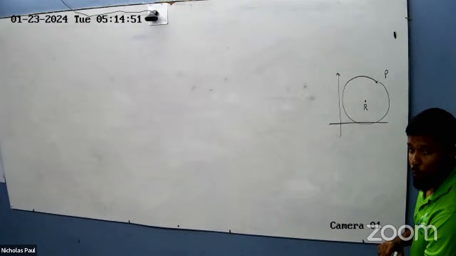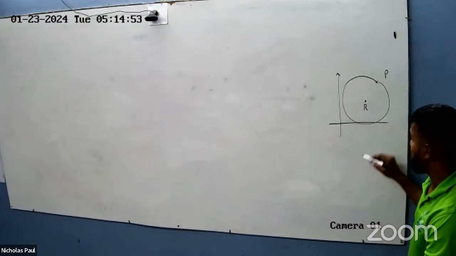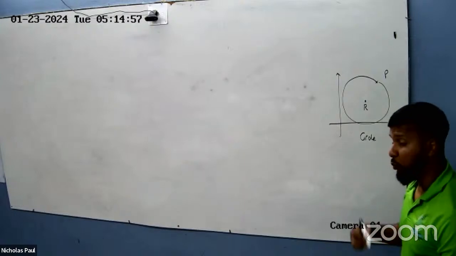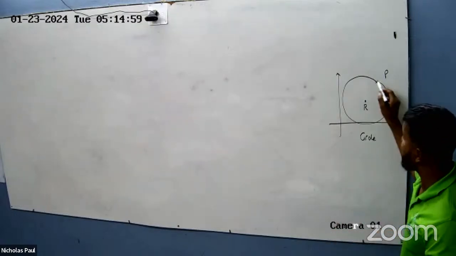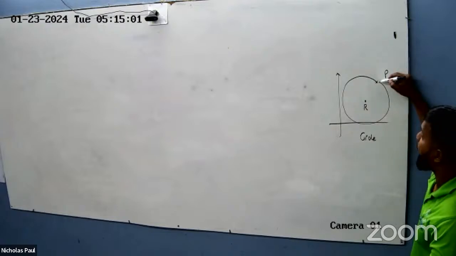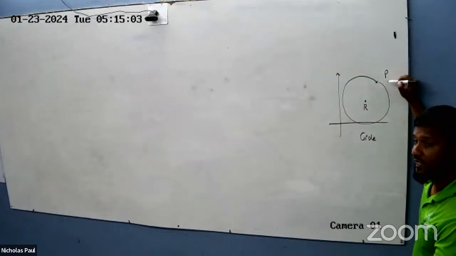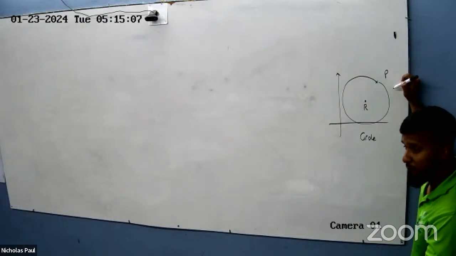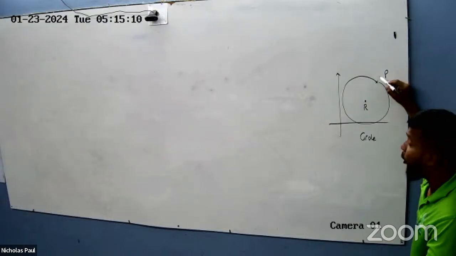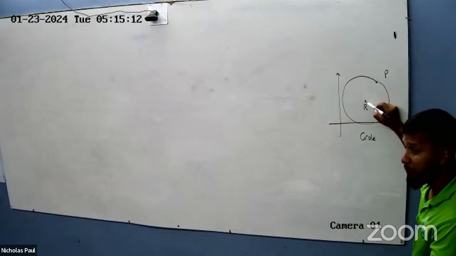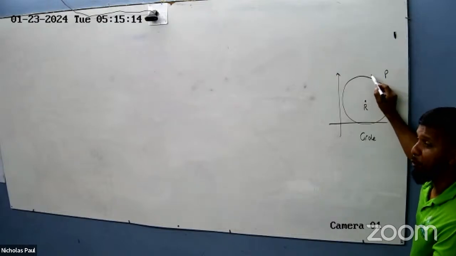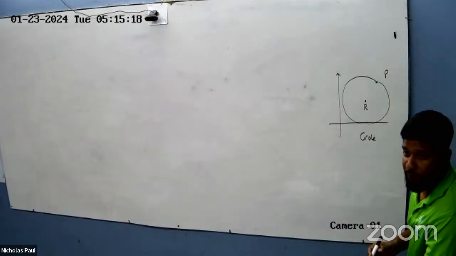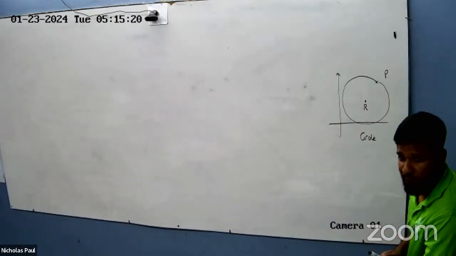Correct? What does it trace out? It will trace out a circle. So what is the locus? The locus is the path that a point will trace out when given certain conditions. That's okay? So if I tell you that this point P is always equidistant from this point, then the path that that point P will trace out is called a locus. Are you okay with that?